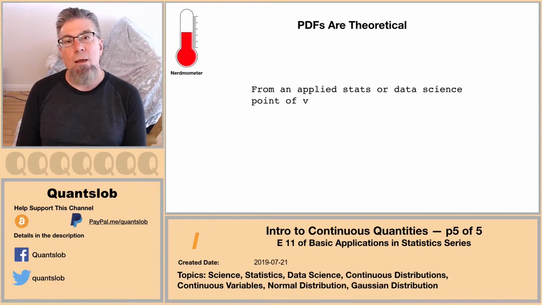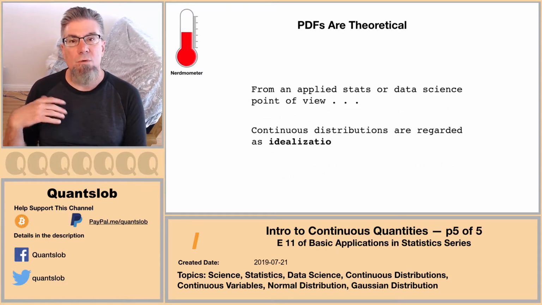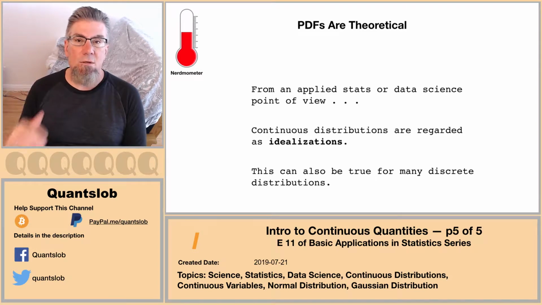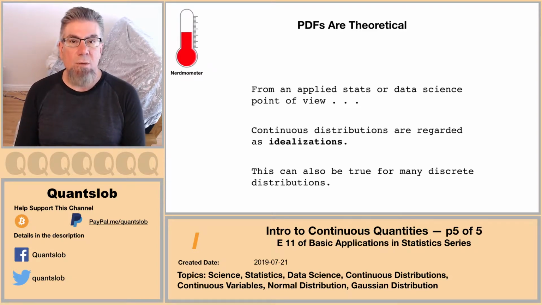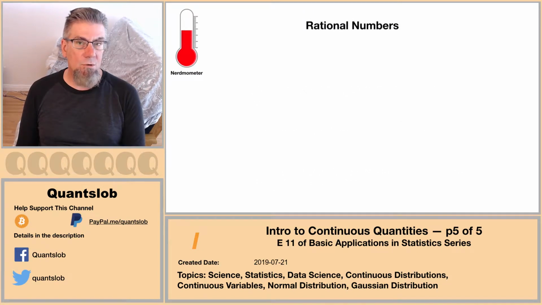Okay, so the takeaway here is that continuous variables and their distributions are idealizations, and they're idealizations that can be used to approximate or model a distribution of an attribute within some population. And by the way, this can also be true of many discrete distributions in Quantities, escalating the nerd factor here even more.